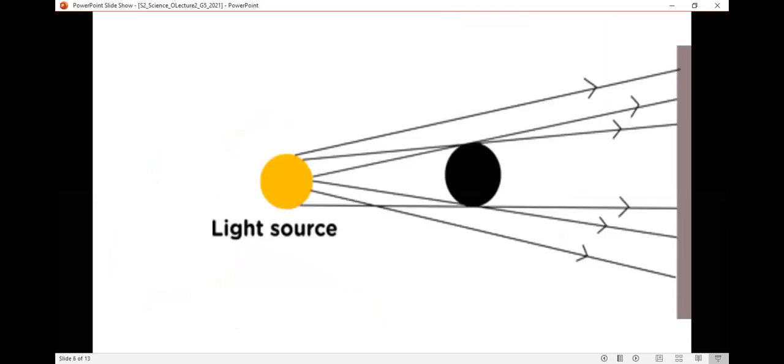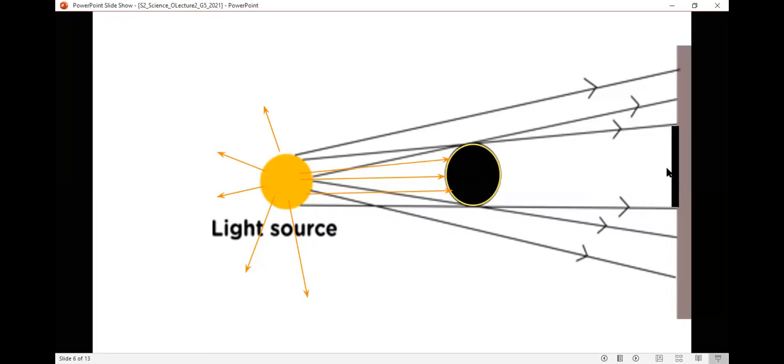Here is a light source. Okay? The orange ball is the light source. This light source sends light rays everywhere. Look, rays of light everywhere. But look at this ray of light. Can it travel till the end? Well, it's blocked by something. It's blocked by the black ball. It's blocked by this object.